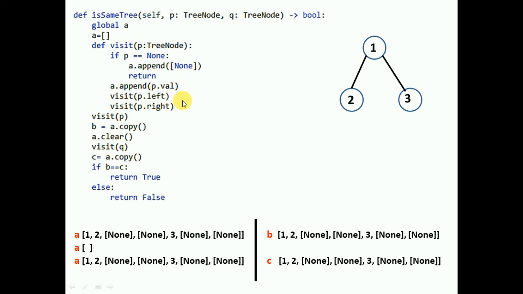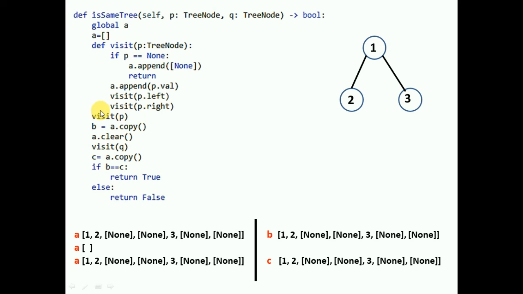Then this line is executed, and then this line comes. Visit p dot right. Yes, p dot right is visited. P dot right is also none, so the cursor will move to this point and check if p is equal to none. Yes, so it will append that none value in this. Okay, so now this part is completed. This is all about recursion. This is very simple. There is nothing more to know about it.